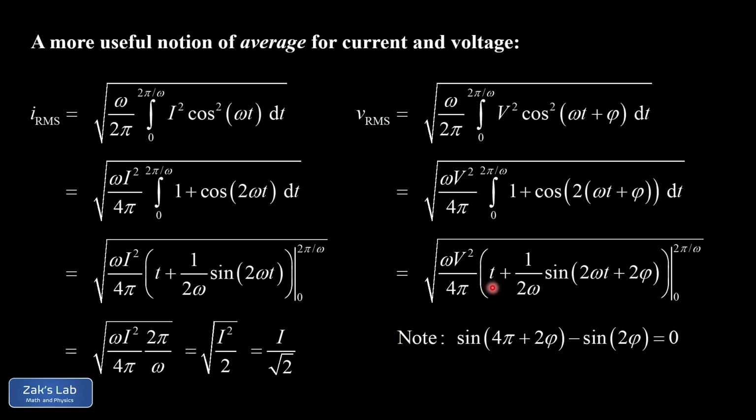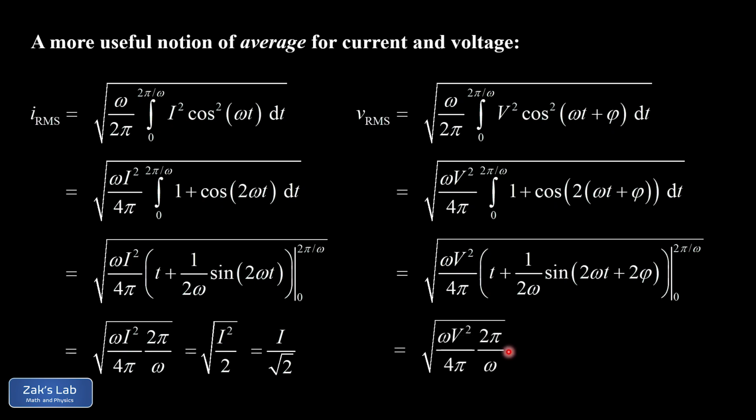So again, evaluating across the limits of integration, the trig piece vanishes. The t out in front vanishes when I sub in the lower limit of 0. And the only survivor here is when we sub in 2 pi over omega for t. So there we have it. And now we can cancel the factors of omega and a factor of 2 pi. That gives us the square root of V squared over 2. And we take the square root, and we get basically the same result. The RMS voltage is going to be the voltage amplitude for this sinusoidal voltage function divided by the square root of 2.